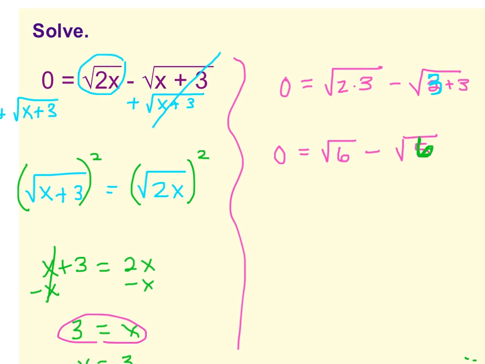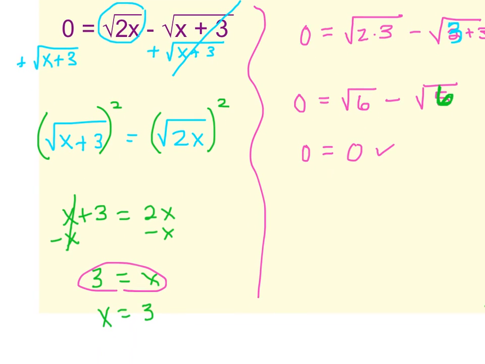Hopefully we can see this okay. All right, so we keep solving. 0 equals, what's the square root of 6 minus the square root of 6? Well, that equals 0. So this one worked out also. So is our answer x equals 3? Yes, it is, because we checked it and it's correct.